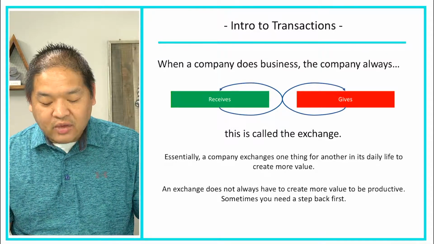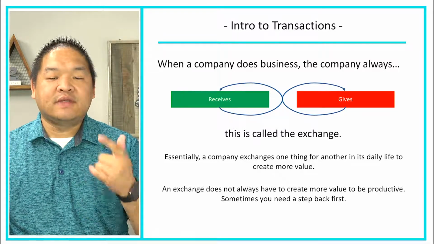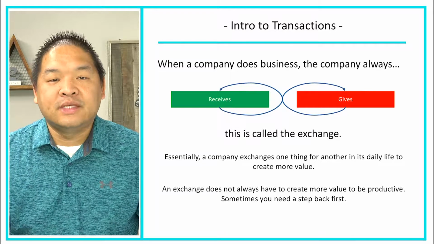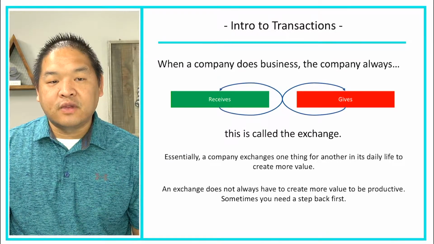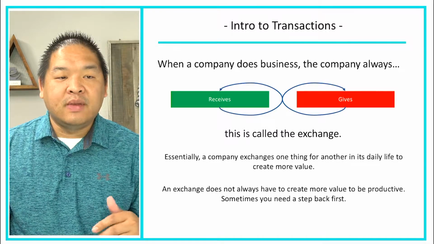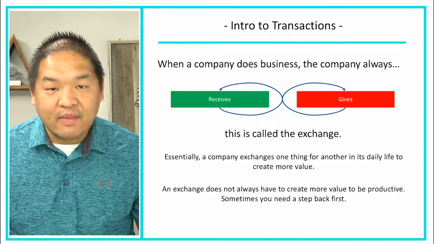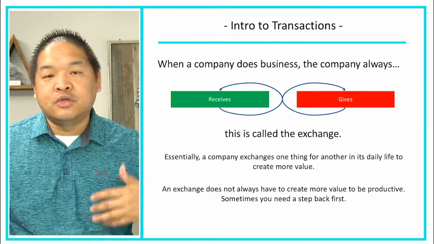Now, exchange does not always have to create more value to be productive. Sometimes you have to step back before you go forward. So for instance, there's something in the retail market called a loss leader. These are items that are usually sold for less than maybe they cost, or maybe less than they're usually sold for. They don't typically make a lot of money, if they make any money at all. But the reason why they have this loss leader is to get people to their store, right?